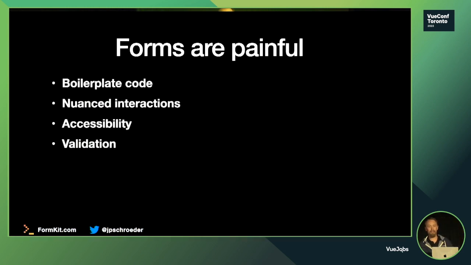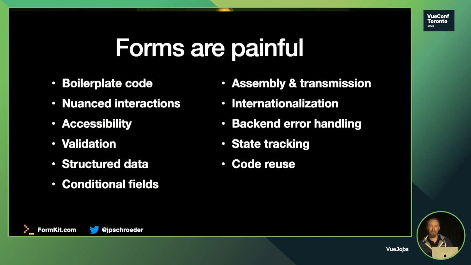So forms are painful, I think. And the reason is that their concerns are much broader than just a few little interactions. You've got a ton of boilerplate code. There's a lot of little, tiny nuanced interactions that are important that UI library authors would know about. You've got accessibility, validation, a whole bunch of stuff, including things like dependent effects. So somebody types into this field and then something happens in another field somewhere else. These things get very complicated very quickly.